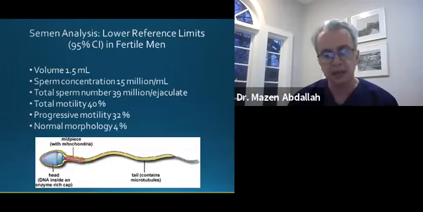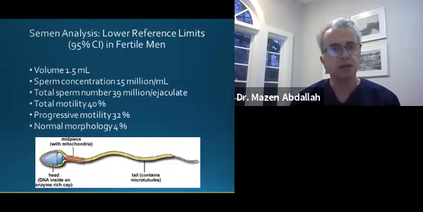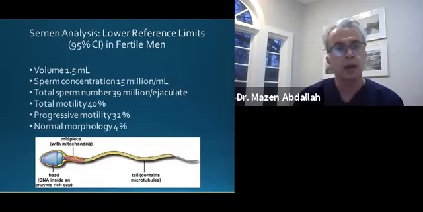Over the years, the cutoffs for normal for a semen analysis have changed. The latest revision by the WHO, around 2010, shows that a volume of 1.5 ml or more is normal. If the sperm concentration is 15 million sperm per ml or more, that's normal. If the motility is around 40% and the shape is around 4% normal, that is normal.